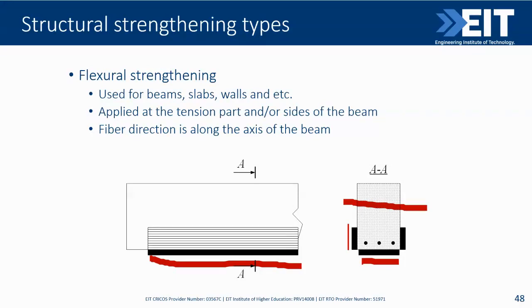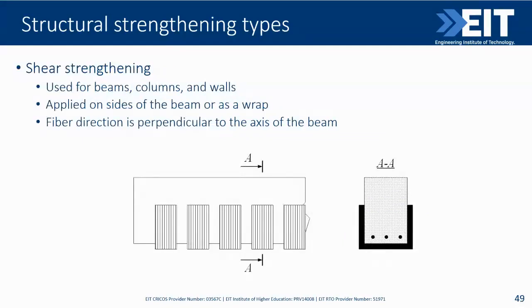The other one is shear strengthening, which is used for beams, columns, and walls, and it is applied on the side. Well, it can even go all the way around, wrapping the whole section.